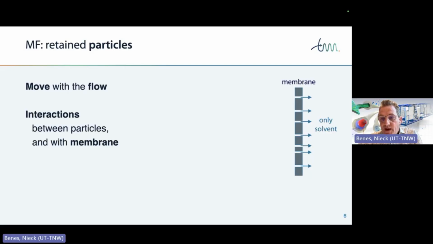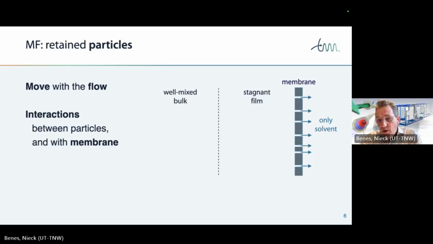And what we do is we divide up the area close to the membrane into a stagnant film and a well-mixed bulk. In this well-mixed bulk, everything is well-mixed. There are no concentration gradients. But in this stagnant region, very close to the membrane, it doesn't really exist, but let's assume that it does. This concept seems to work quite well for all kinds of transport processes. In this stagnant film, we can get all kinds of concentration gradients.